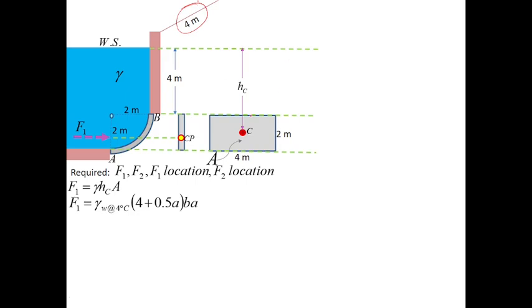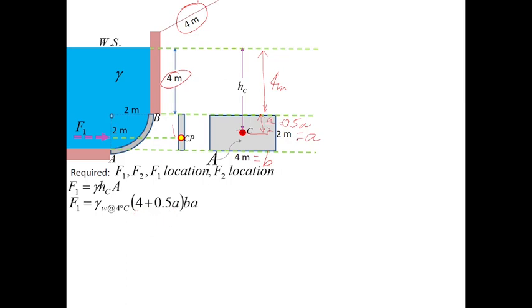So, why did HC become 4 plus 0.5A? Actually, this is A, this is B. I already showed that before. If this is A, this is the centroid, and since it is a rectangle, it is A over 2. That is 0.5A, because A over 2. So, to that 4, you add this part. 4 meters plus this 0.5A. That is why it is like that. Okay?